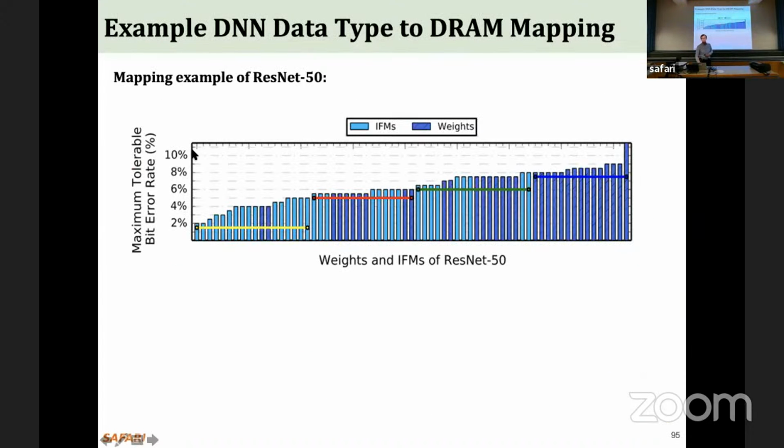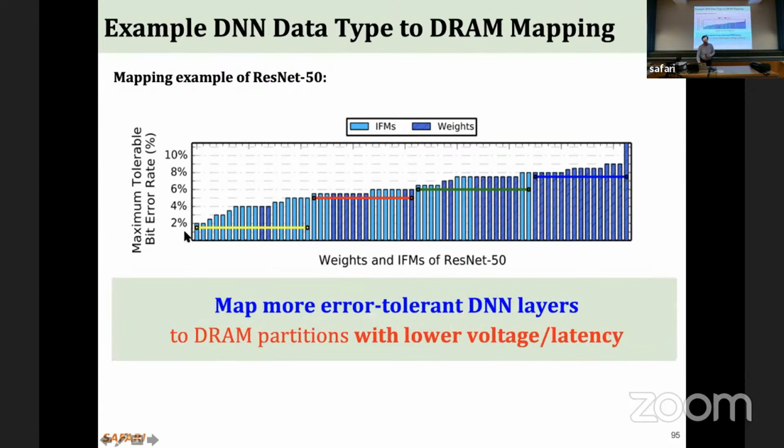This is from one deep neural network, ResNet50, which is commonly used. This shows the different weights and input feature maps of the neural network, and you can see the maximum tolerable bit error rate in the weights. These are essentially different parts of the neural network, and you can see that some of them are quite error tolerant.